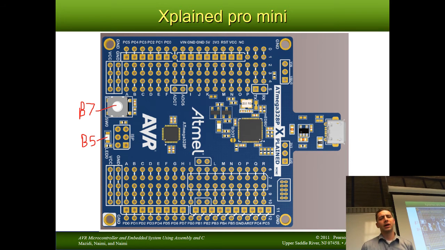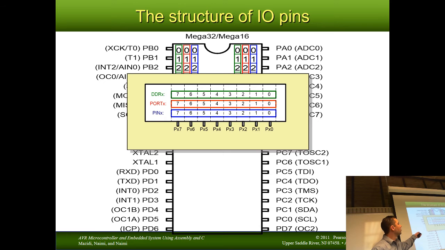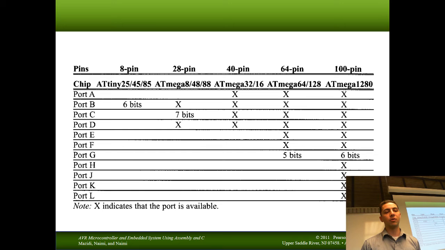So internally, there's a bunch of things that are happening. Specifically, every port has 3 registers that describe how the I/O is going to function. Those 3 registers all take on the form DDR something, PORT something, and PIN something, depending on which port you're talking about. If we go back to all of these, we have ports A through L for the AVR cores.